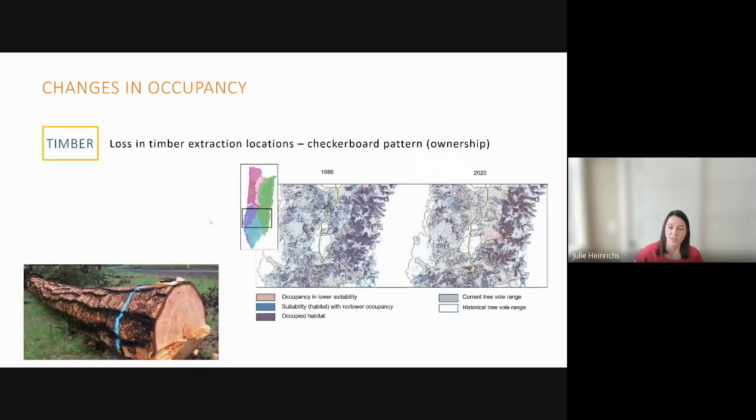All right, so another observation is that we saw this intensification of the private-public ownership checkerboard. These adjacent land ownerships had different harvest characteristics, and so through time we saw the loss of a lot of forest, particularly on private and less so on protected lands.